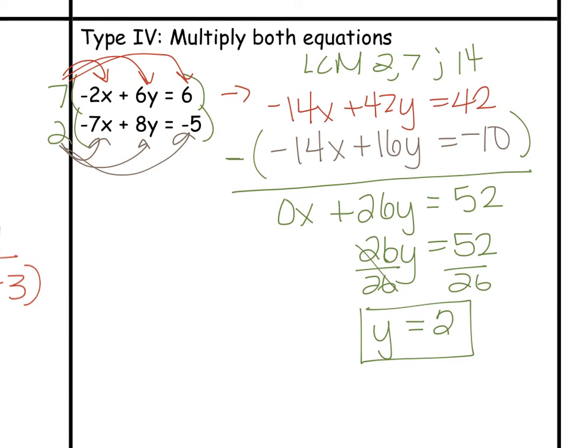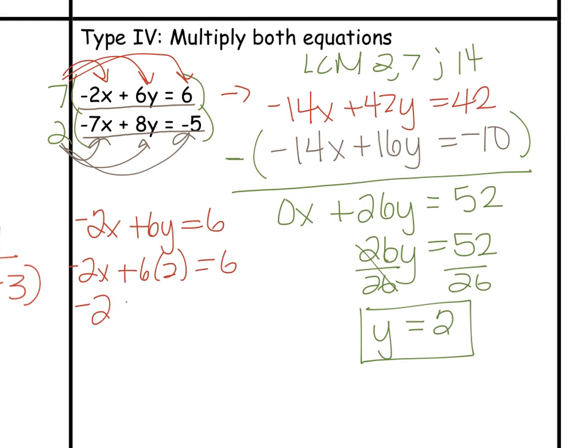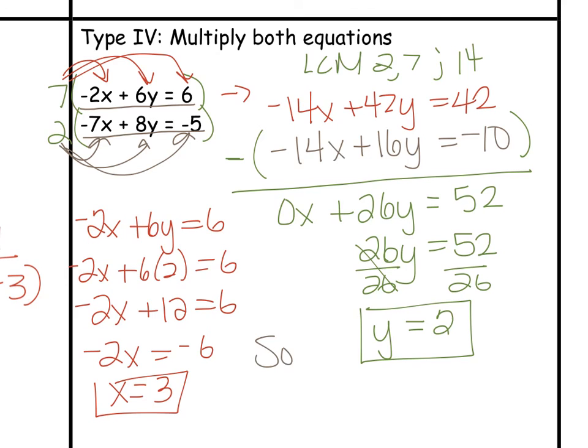Now pick one of my original equations, either negative 2x plus 6y equals 6, or negative 7x plus 8y equals negative 5, so that we can solve for x. I'm going to pick the first one: negative 2x plus 6y equals 6. I'm going to plug in 2 for y, and then solve for x. Negative 2x equals negative 6, so x equals 3, and my solution to my system is x equals 3 and y equals 2.